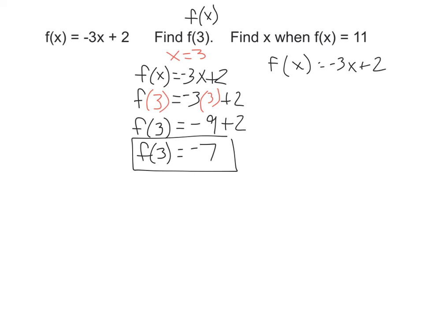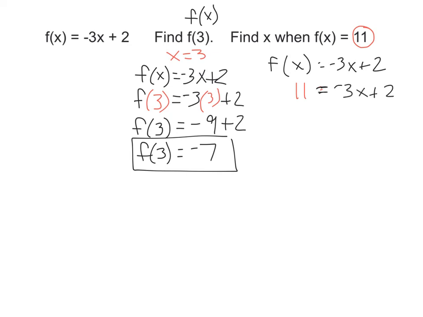This time it says f of x equals 11. Not x equals 11, but the whole f of x, the function of x, is 11. So that's our y value is actually 11. So we're going to put our 11 in for f of x. So we're going to put that right here. All right, so we have equals negative 3x plus 2.